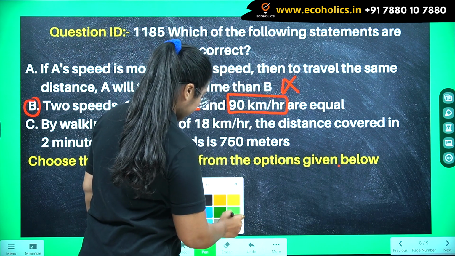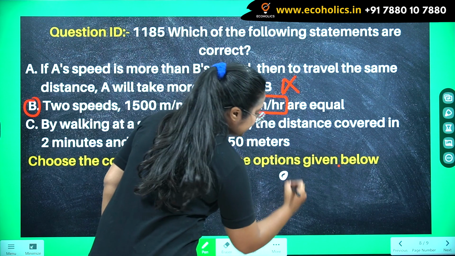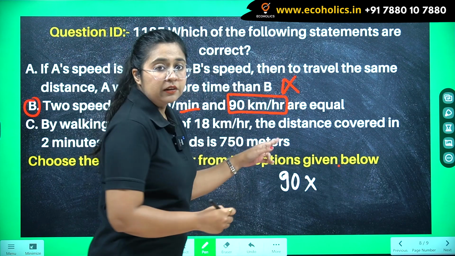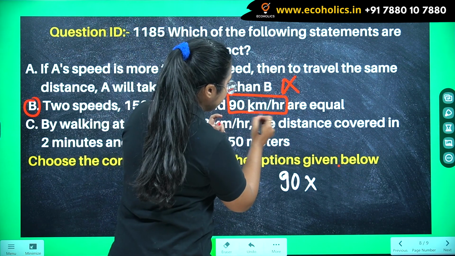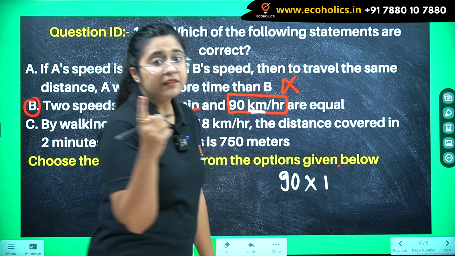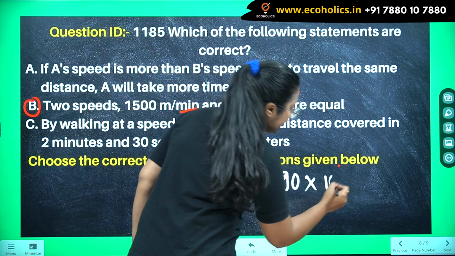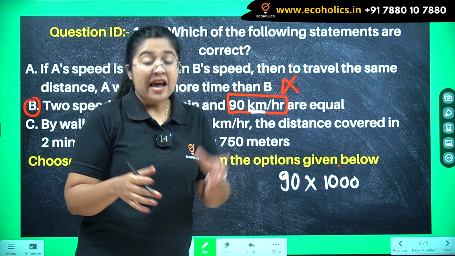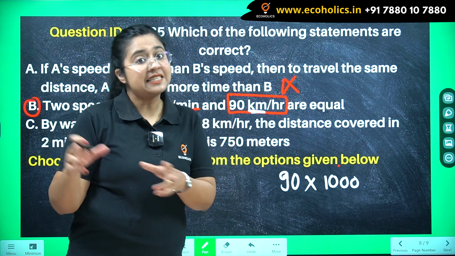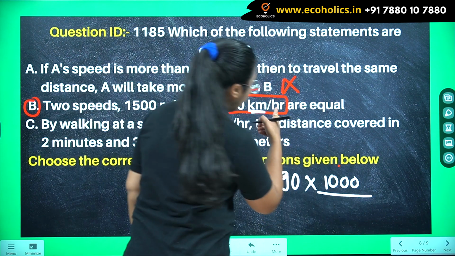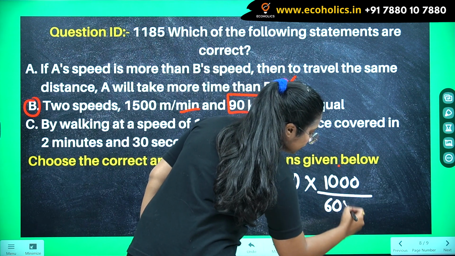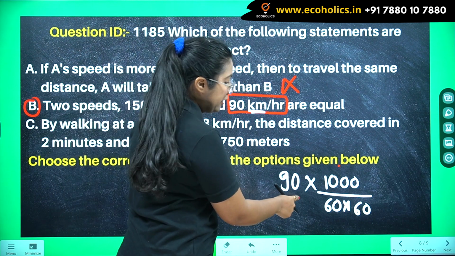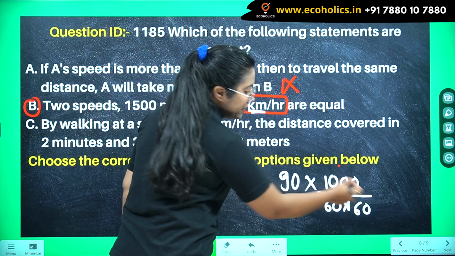What you will do is, you will take 90, because 90 is in kilometer per hour, and multiply it. First you'll convert the kilometer. In 1 kilometer there are 1000 meters, so you will multiply it by 1000. And in 1 hour there are 60 minutes, and each minute has 60 seconds. So an hour will have 60 into 60, which means 3600 seconds. So this is how you convert kilometer per hour into meter per second.